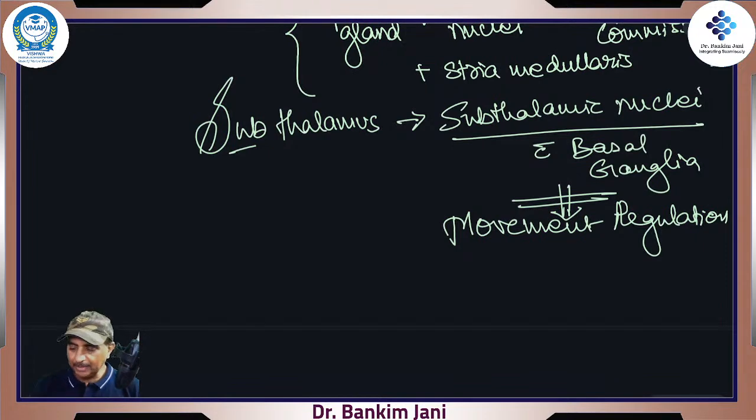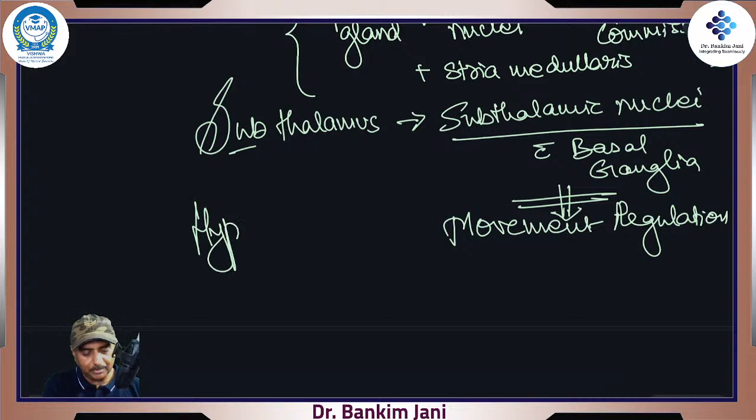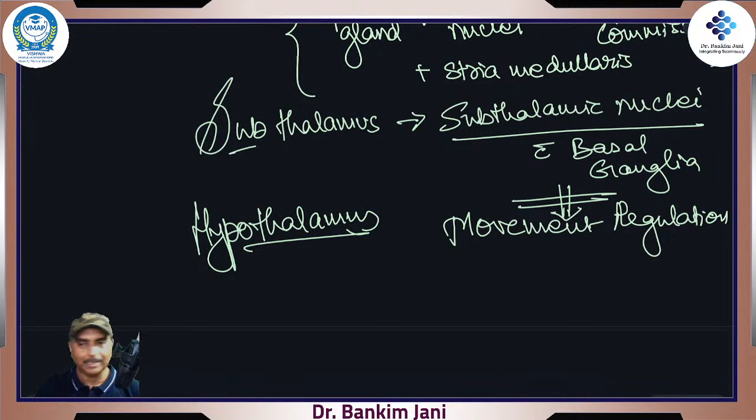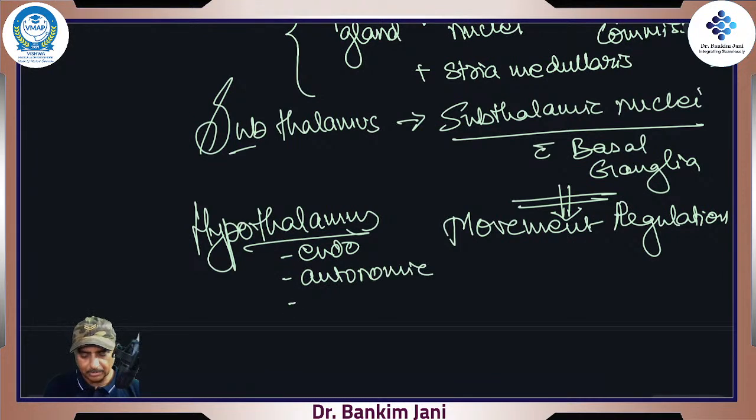Fine. And last but not the least, the all-time big boss, hypothalamus. Hypothalamus carries so many features, so many functions. Right from the endocrine to autonomic, it controls the emotions, moods, all the awareness, then the hunger, homeostasis, all those things are handled by hypothalamus, because it controls so many areas.